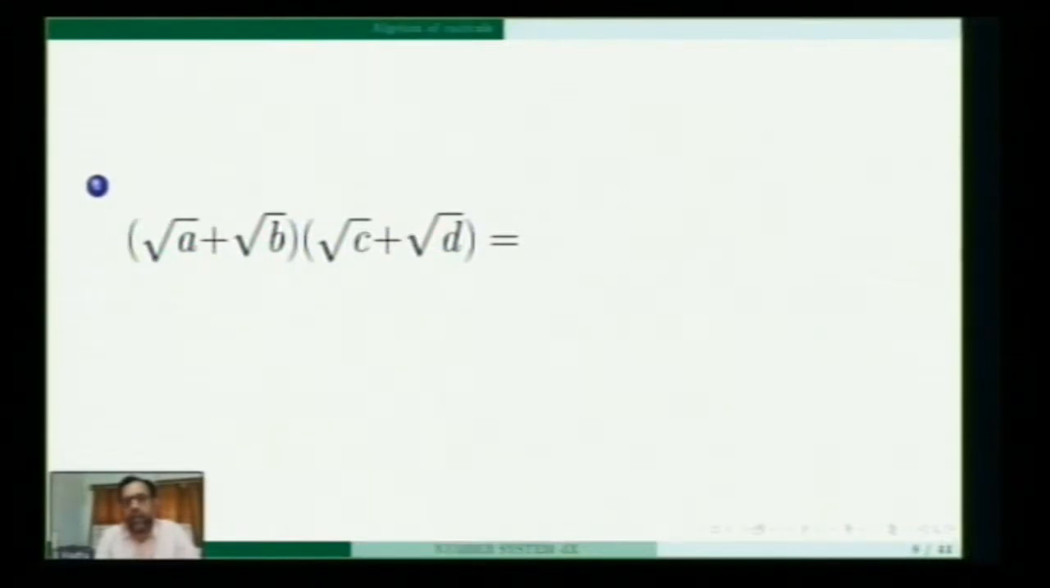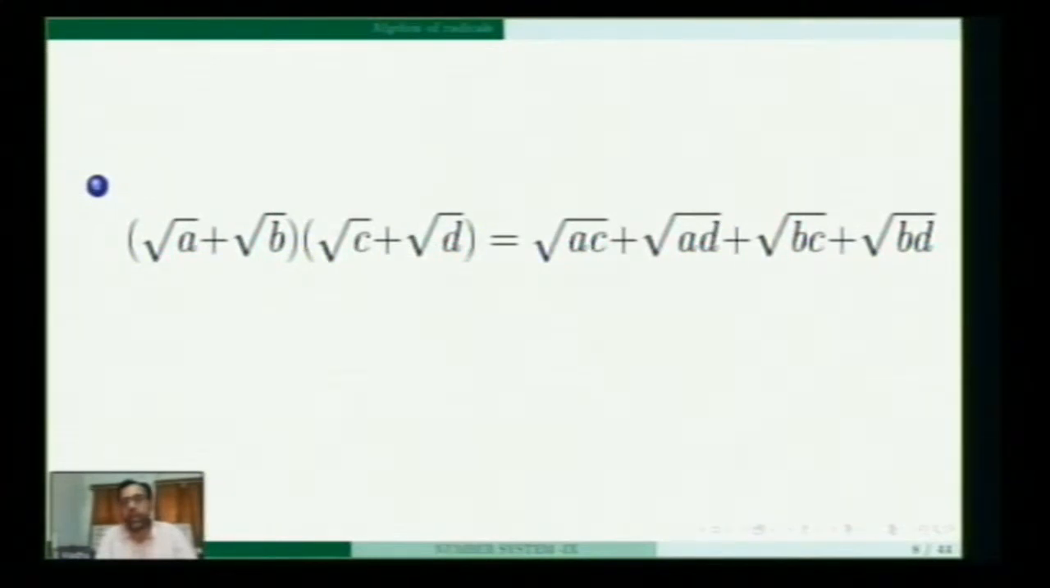Then applying distributivity, which students are familiar with, I think from 6th standard, 7th standard, they are familiar with distributivity and other things. Using this, you will get root a plus root b times root c plus root d equal to root ac plus root ad plus root bc plus root bd. These they can check very easily. It is not at all difficult.